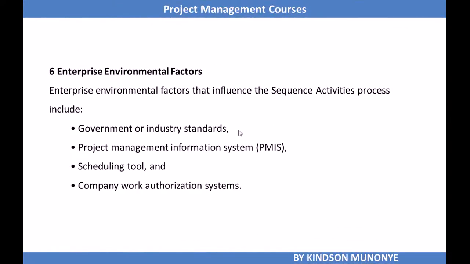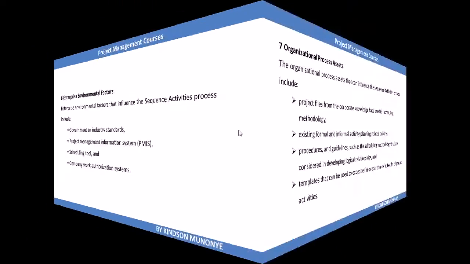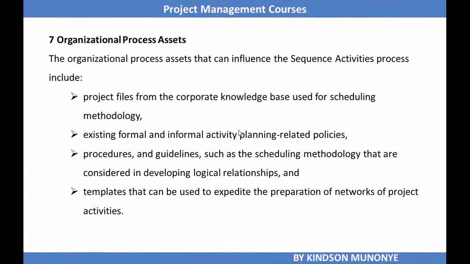We need enterprise environmental factors to sequence activities, for instance, government or industry standards, project management information system, scheduling tool, and the work authorization system of the organization. Now, these are organizational process assets which affect sequence activities: project files, existing formal and informal activity planning related policies, etc. Maybe you'll pause the video and take a look at these items I've listed here. These are organizational process assets that may affect sequence activities.